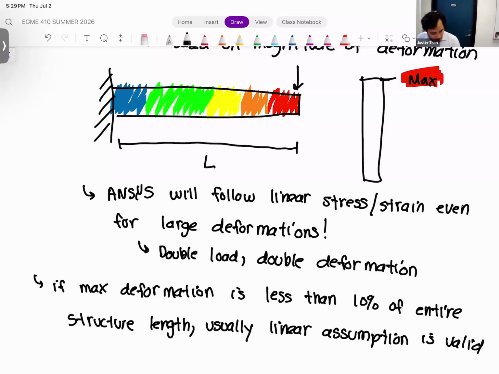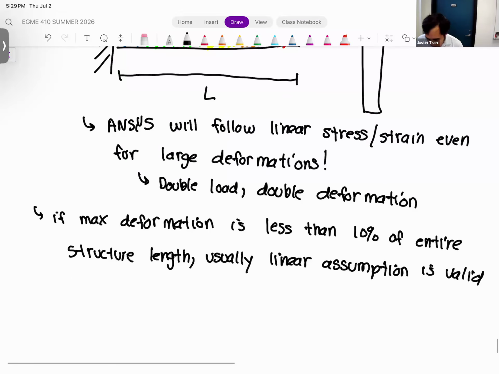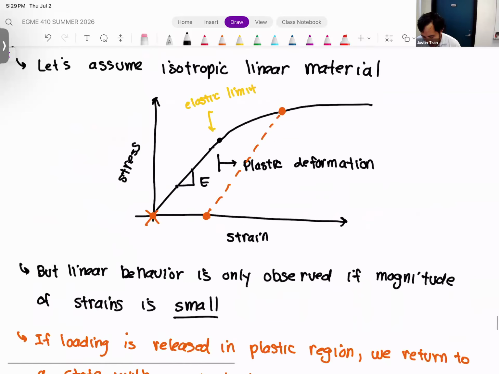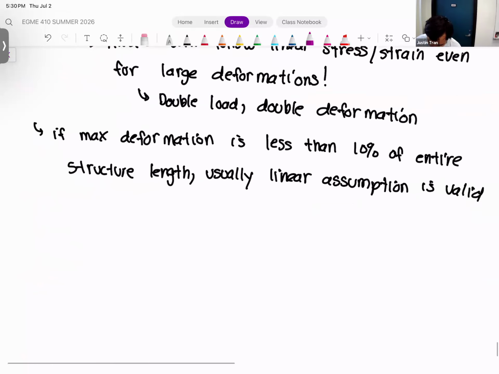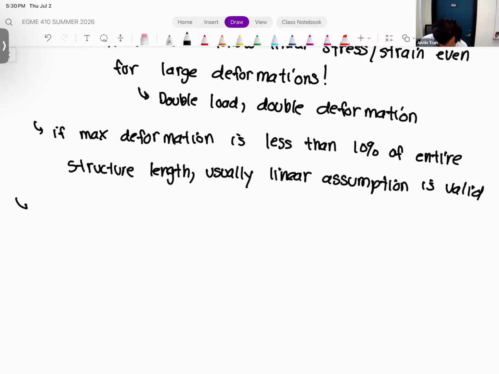Okay. So another thing that you can do, right? Certain materials will actually quantify where that elastic limit is. And so another thing you can do, which is a little bit more precise than the 10% rule I just mentioned, is that you can check the von Mises stress within your structure after you run the simulation and check to see whether you run past that elastic limit.